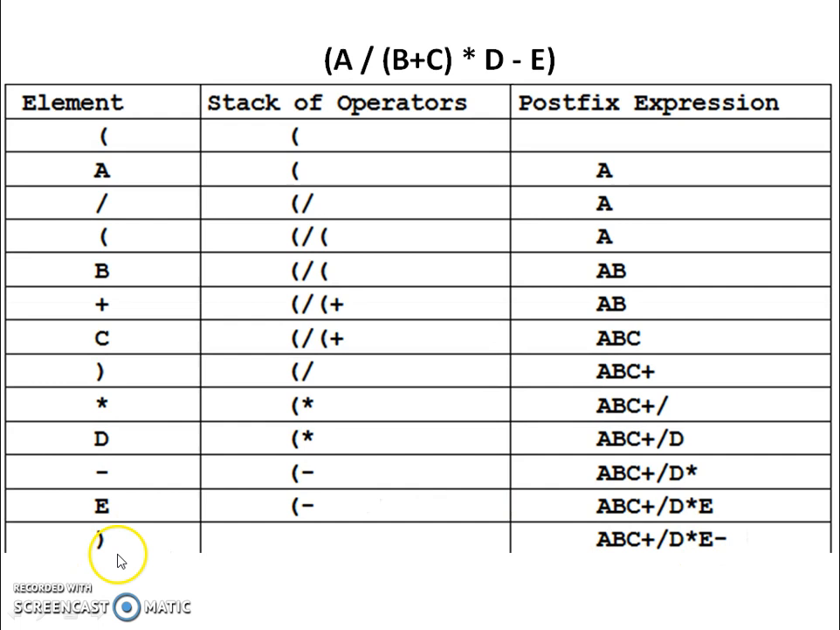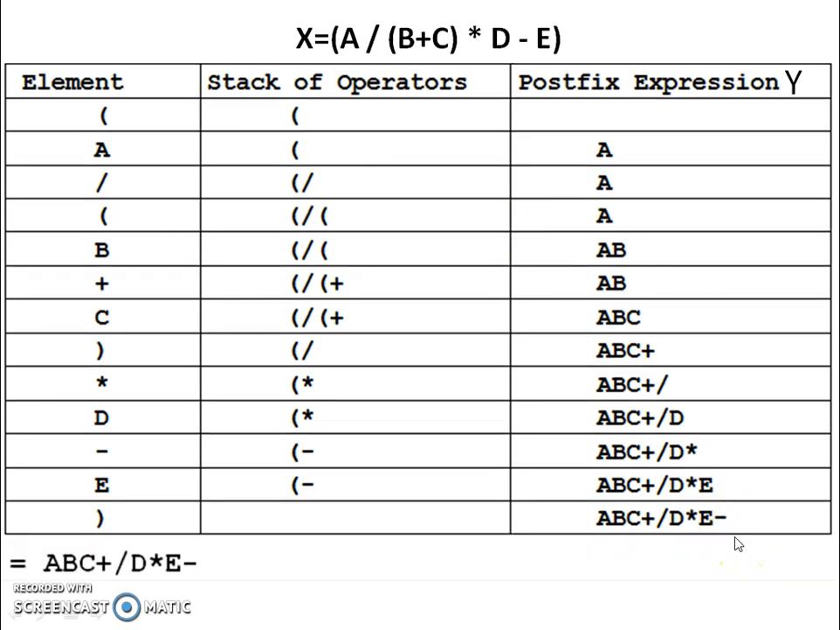Then a right bracket is encountered. So right bracket, that means you have to start popping till a left parenthesis is encountered. So there is only one operator lying there, that is the minus sign. I'll place this minus sign in my postfix expression. So there comes the end of the evaluation. Our final expression will be A, B, C, plus, division, and then D, asterisk sign, E, and minus. This is how we convert an infix expression to a postfix expression.